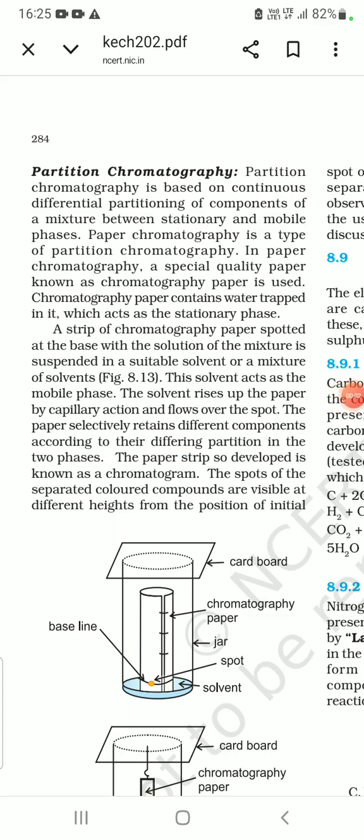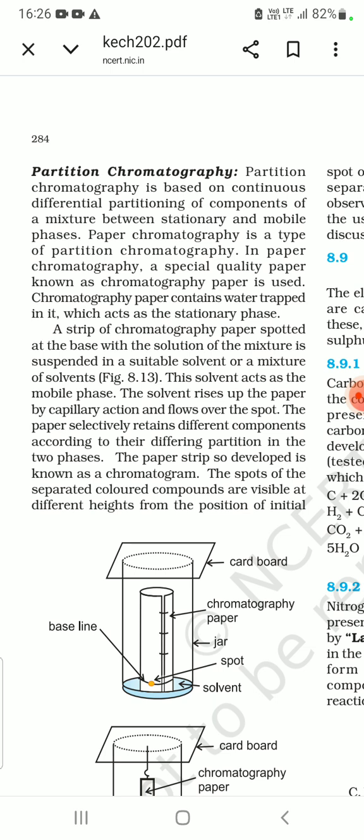Everyone, we have partition chromatography here in the second video. Paper chromatography is a type of partition chromatography, and chromatography paper contains water trapped in it, which acts as the stationary phase. The solvent acts as the mobile phase, and the solvent rises up by capillary action. The paper strip so developed is called a chromatogram.